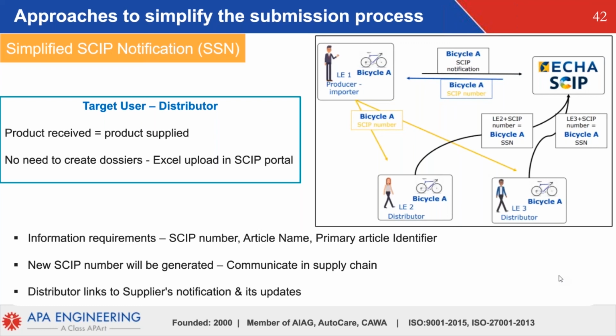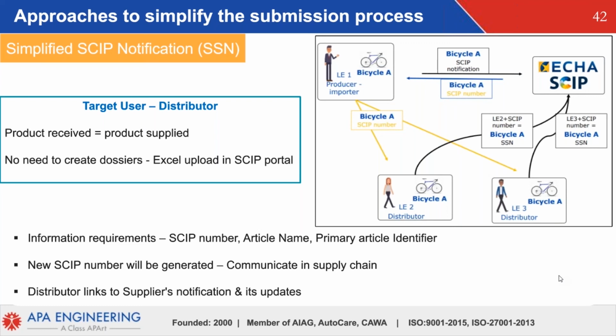Once the required data is collected, they have to put all this information in a spreadsheet and then upload and submit it into the ECHA submission portal. Once it is done, the distributor will get new SCIP numbers, and this information can be communicated further down their supply chain along with their products. While making an SSN, the distributor is linking their notification to their supplier's notification and its updates.